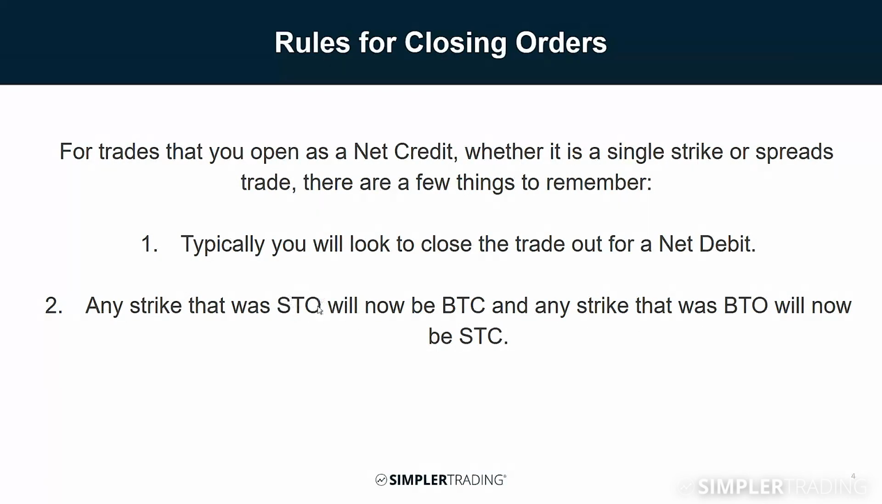If it had an S in front with the O at the end, it's going to have a B in front with the C at the end, right? And vice versa. The B gets switched to an S. The O gets switched to a C, right? That's how you know if you're opening or closing a strike.